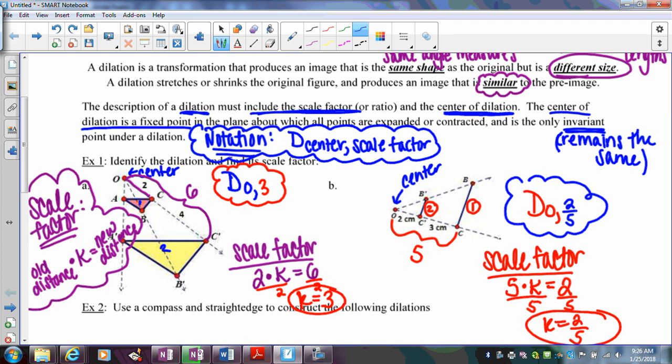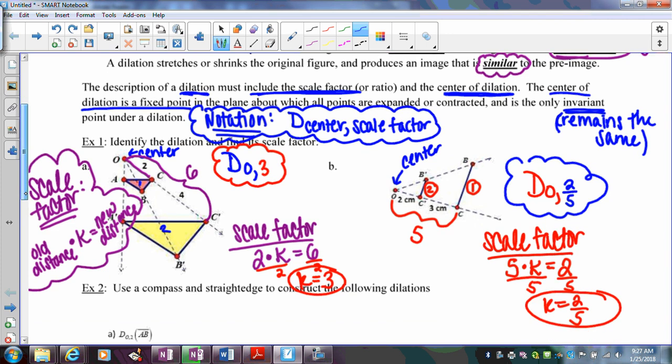And notice I didn't have any negative numbers here. So when you do a reduction, that means you're going to have a fraction. So your numbers have to be between 0 and 1 for a reduction, and greater than 1 if you're doing an enlargement. Because if you have a scale factor of 1, the figures aren't going to change because you're just multiplying the distances by 1, which means everything stays the same. If you see negative, that deals with direction here, and we'll talk a little bit more about that in class.